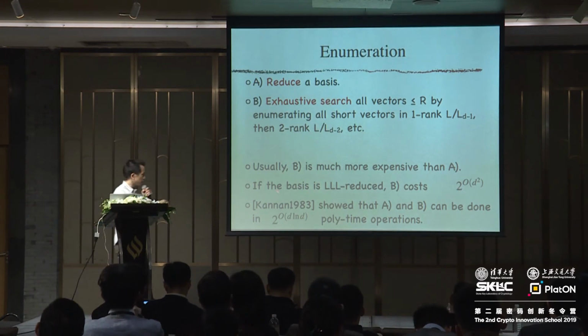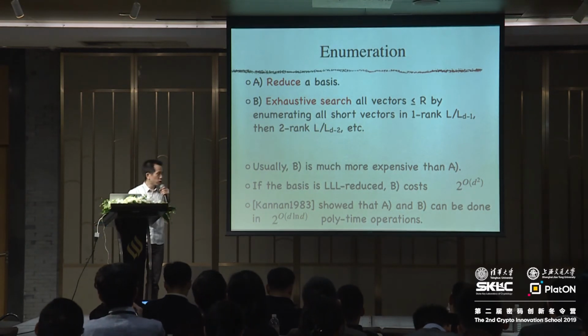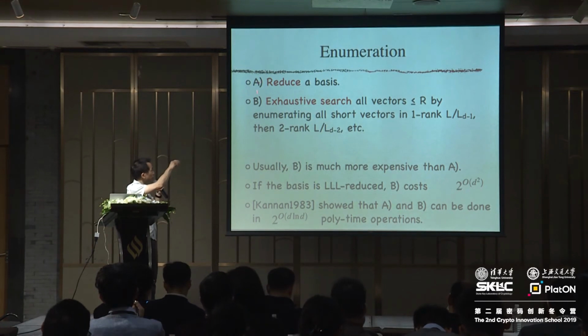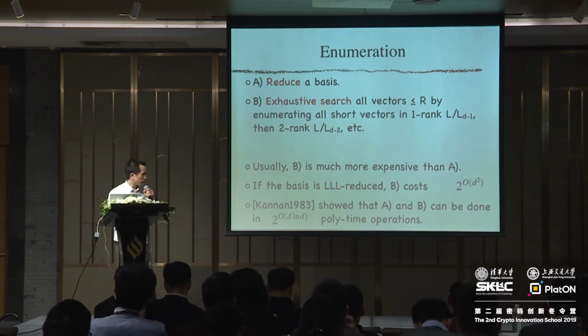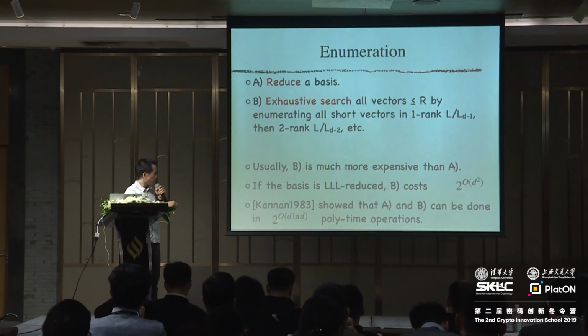So that's what Kannan did in 1983. He showed a way to combine both A and B so that A and B both cost 2 to the power big O of d log d polynomial time operations.